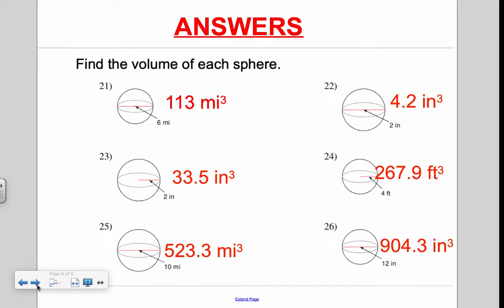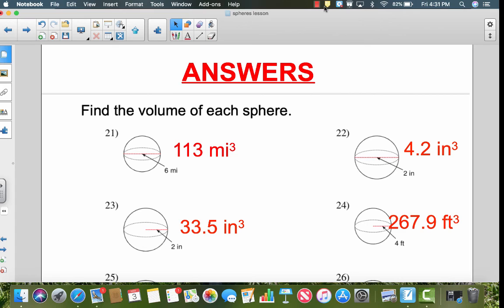Okay, here are your answers for your volume problems. Number 21 is 113, 22 is 4.2, 23 is 33.5, 24, 267.9, number 25, 523.3, and 26, 904.3. Again, if you have any questions, go ahead, jot them down, and we will talk about them during class.